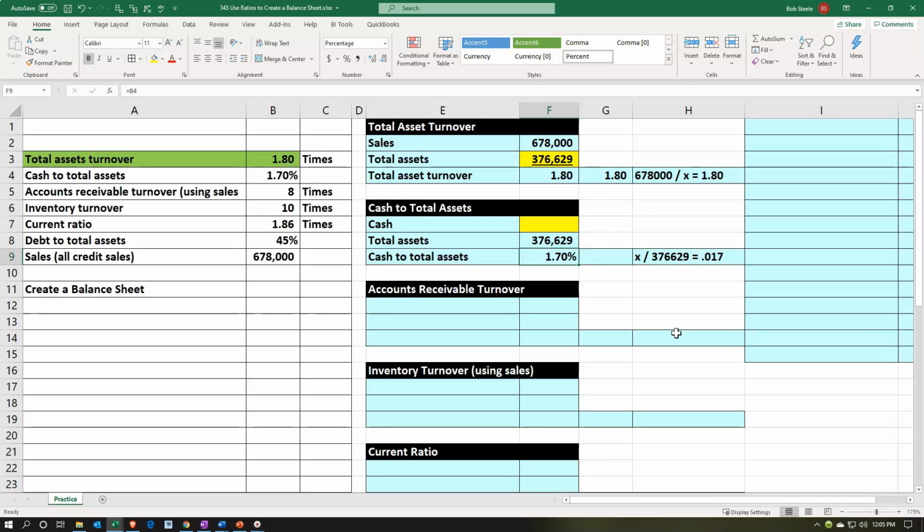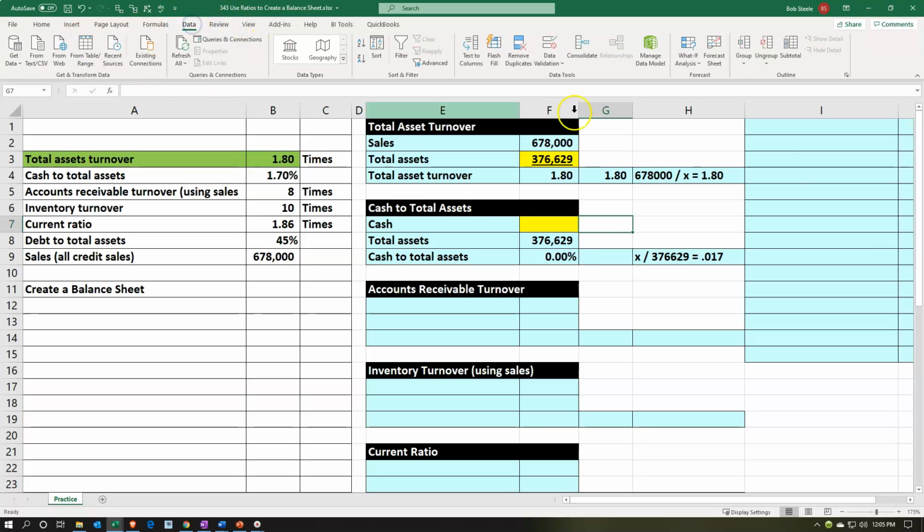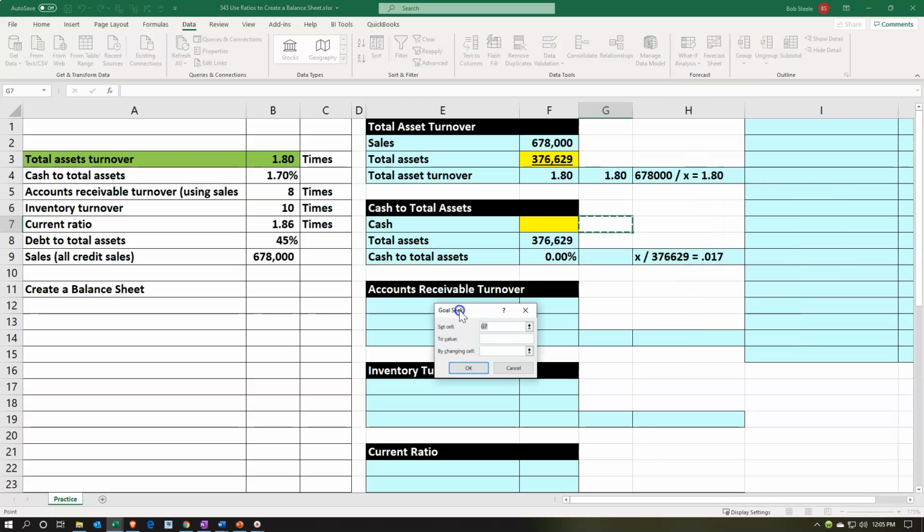So that means I'm going to delete this. And then I'm going to say this equals the unknown divided by this number. Let's use goal seek now. I'm going to click off the cell, go to the Data tab, What If Analysis, Goal Seek. And then I'd like to set this cell to be, I've got to do it as a percent, 1.7%, by changing the yellow cell. Then we'll say OK. It'll record the calculation.